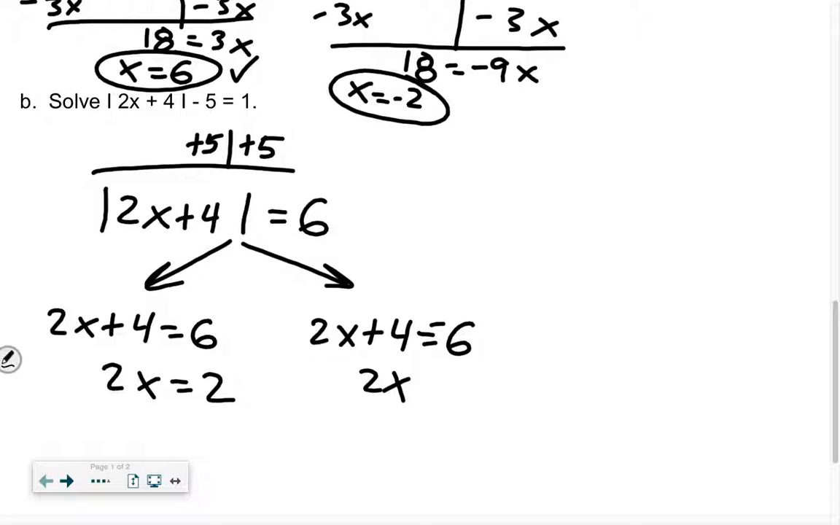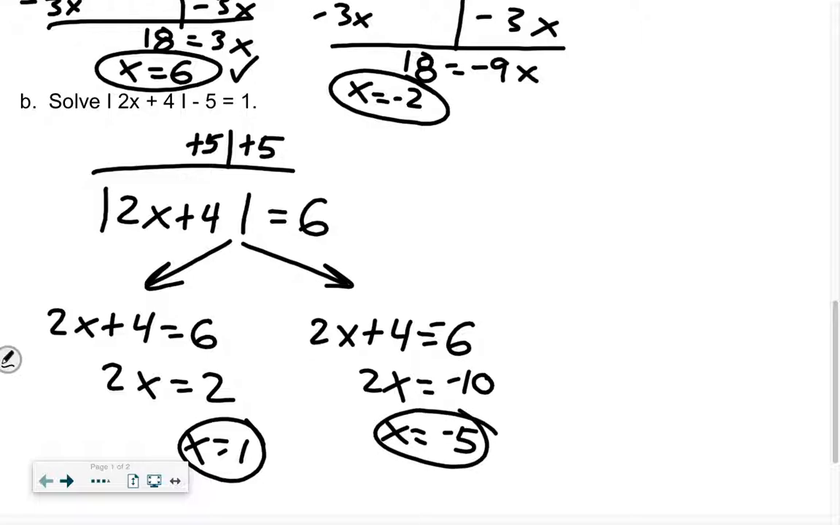I almost forgot the negative value there, right? Okay. So the first value we should have come up with was x is equal to 1. Over here, divide by 2. Is it okay if we came up with a negative value there? In this case, it is. We can plug back in. 2 times -5 is -10. -10 plus 4, help me out, -6. The absolute value of -6 is 6. 6 minus 5 gets us 1.